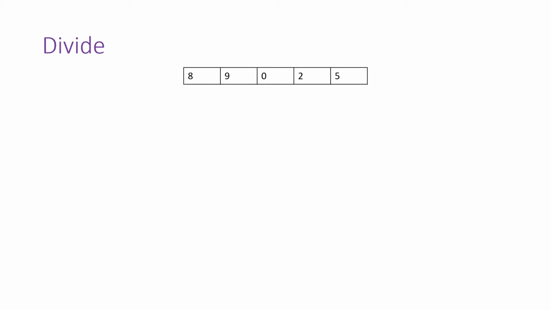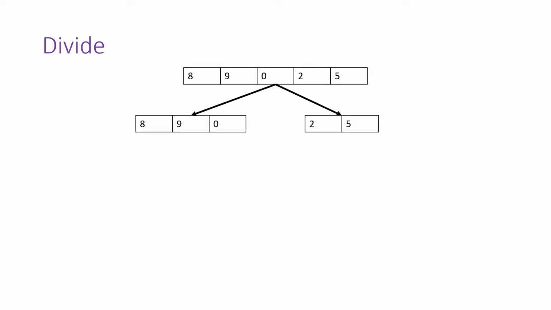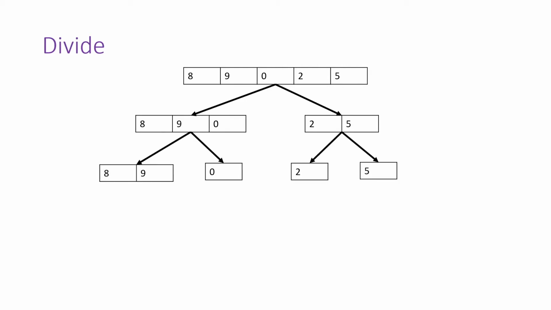So let's look at the divide process in a little more depth. We have one of our initial pieces here. And what we're going to do is recursively divide this piece into 2 pieces and then divide each piece into 2 other pieces and do this until we have our base case, which is a 1-element array. And we're going to have 5 1-element arrays because there are 5 elements in the starting array.